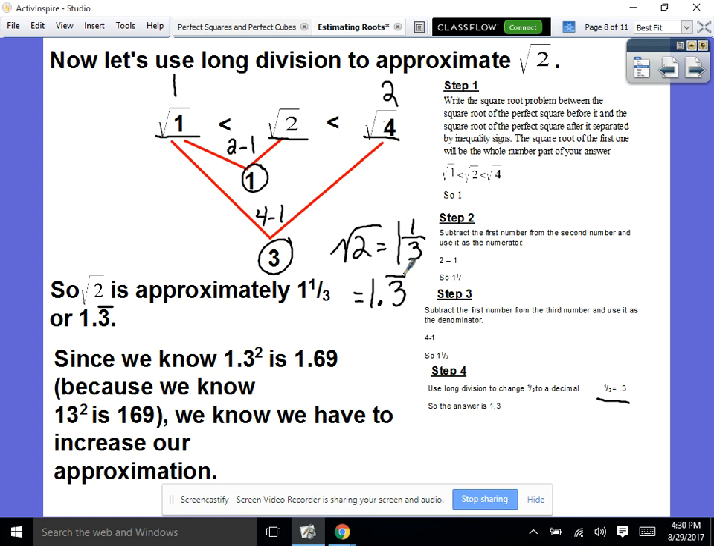Now, the smaller your numbers get, the further apart the answers will be between approximating it without long division and approximating it with long division. Since we know that 1.3 squared is 1.69, because we know 13 squared is 169, we know we have to increase our approximation. So that's when we would move up to 1.4 and then keep moving.